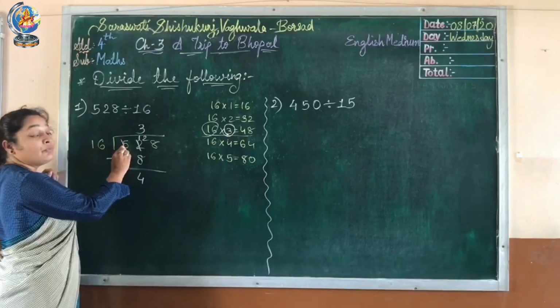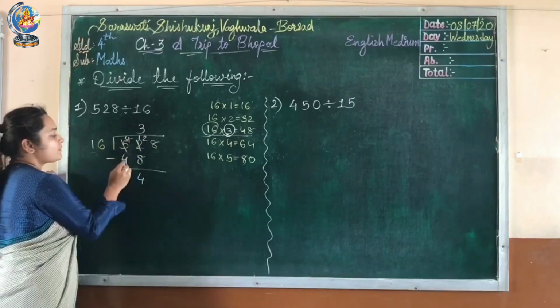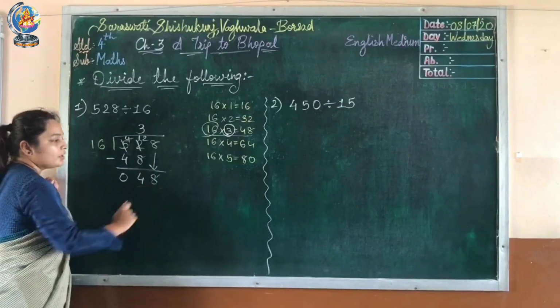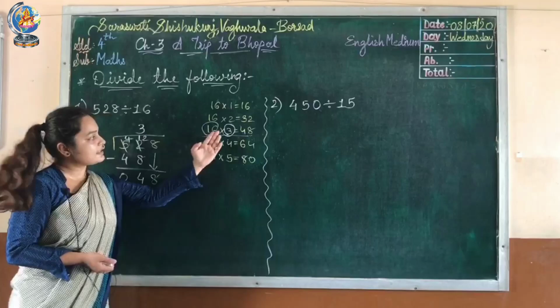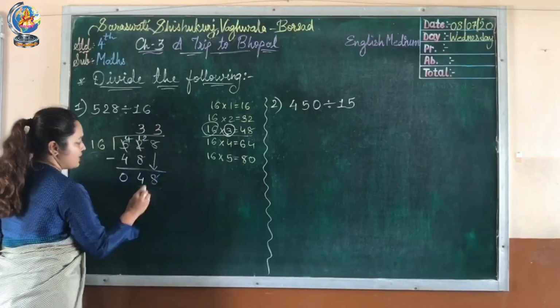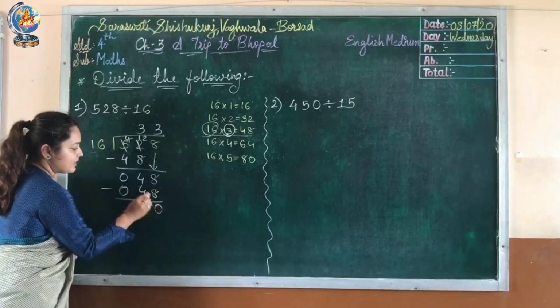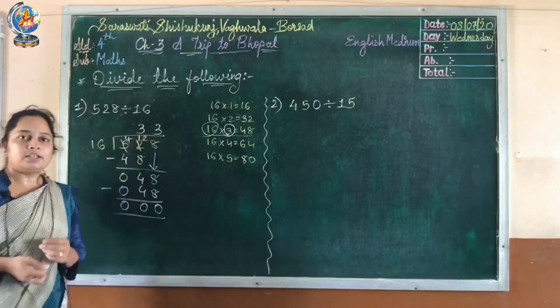We had given 1/10 to the 2, so here it remains 4. 4 minus 4 is 0. Now bring 8 down. Here we have 48. As you can see, 48 is already there. 16 threes are 48. Minus sign, 8 minus 8 is 0. 4 minus 4 is 0. So the answer over here is 33.